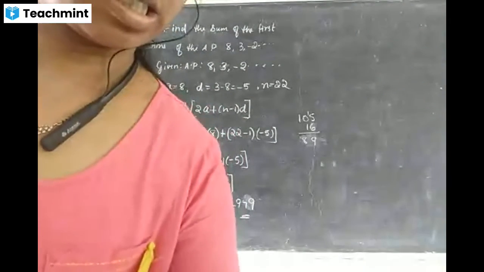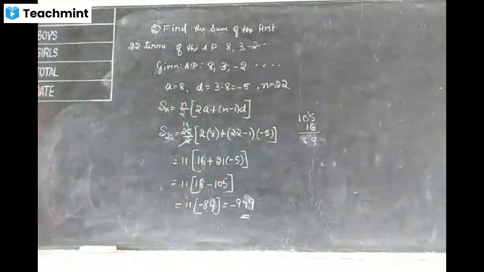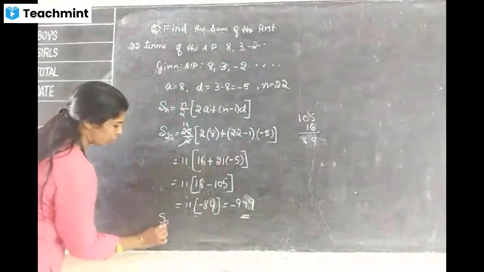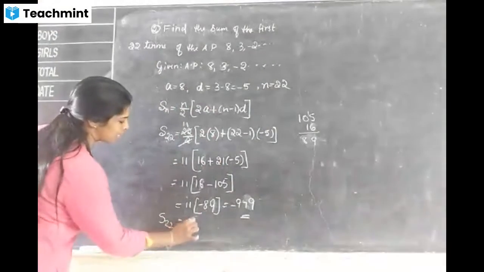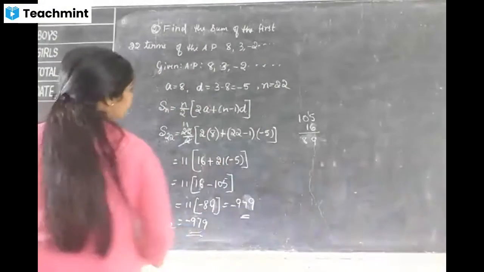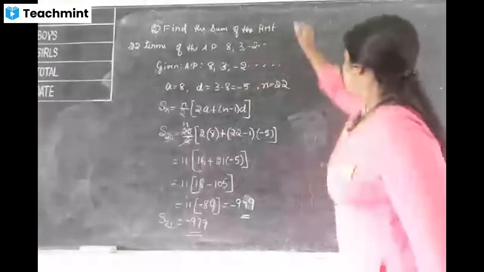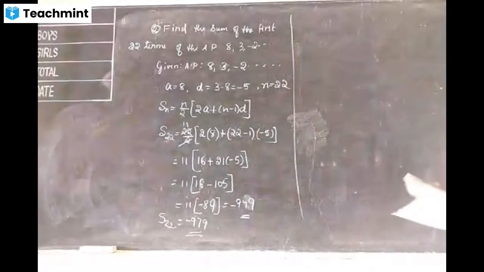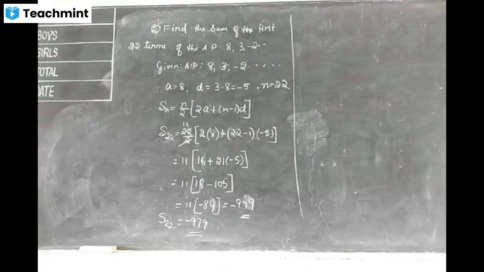Yes. So s22 is equal to minus 979 is the answer. So next one.